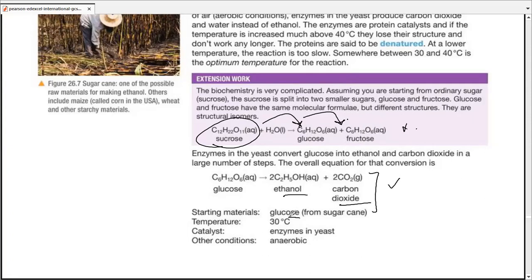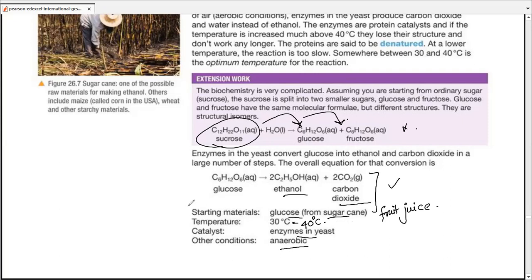Remember, the starting material was glucose from sugarcane. It may even be fruit juice, because that also contains glucose. The starting temperature can be anywhere from 30 to 40 degrees centigrade. Optimum is better. It means it should stay in this range, neither below this range nor above this range. The enzymes in yeast should be there, and the conditions should be anaerobic.